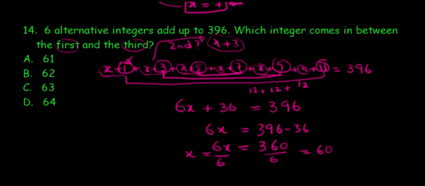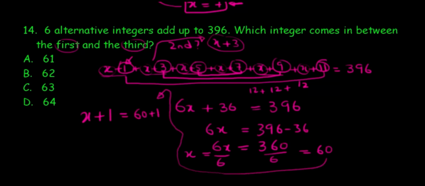Now, coming back, my first number was x plus 1. I created such a mess there, I can't recognize what's written. But the first number was x plus 1, remember? So that's 60. The value of x plus 1 is 61. So the first number is 61. We're talking about 6 alternative integers, which means I'm not taking 62, I take 63, not 64, I take 65, and so forth. They want the number in between the first and the third, which is the second number, 63.